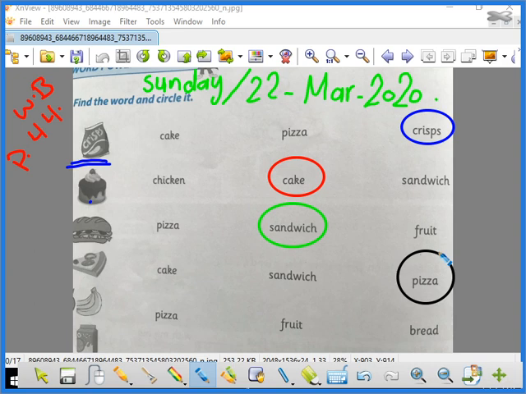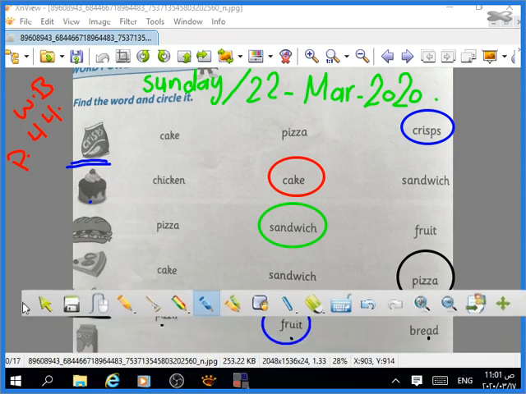Number 5. Look at the picture. Is it pizza, fruit, or bread? 3, 2, 1. Yes, it's fruit. Excellent.